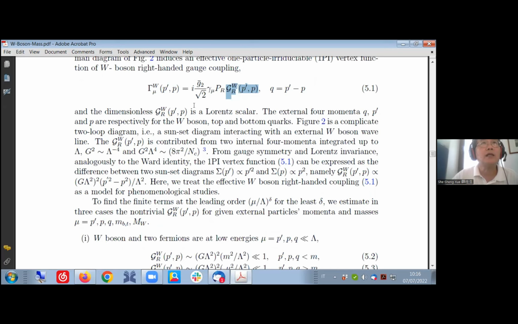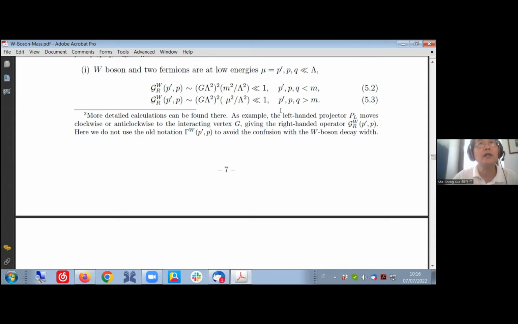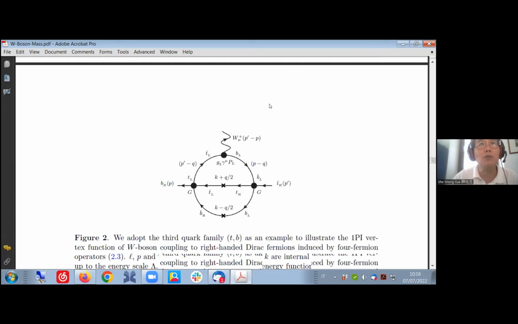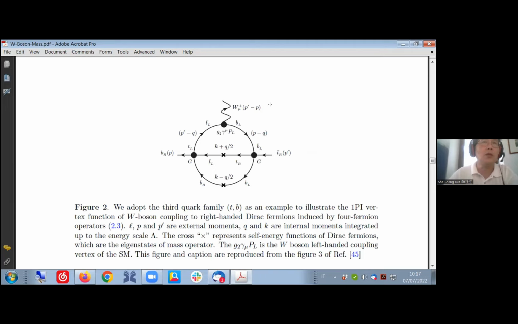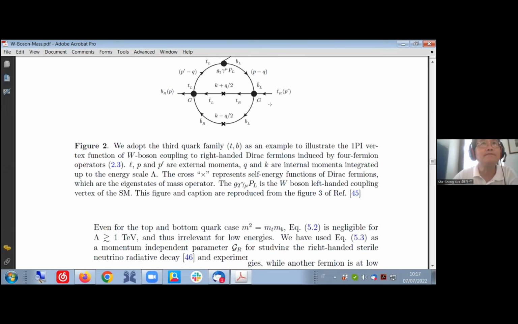So the coupling, because it is energy-momentum dependent, we need to see several cases of how it depends on energy and momentum. Here I don't go into detail for a couple of cases which have been analyzed, but in most cases they are very small, about 10 to the minus 4. When you square it, it is very small, that's why it is difficult to see in low energy experiments.